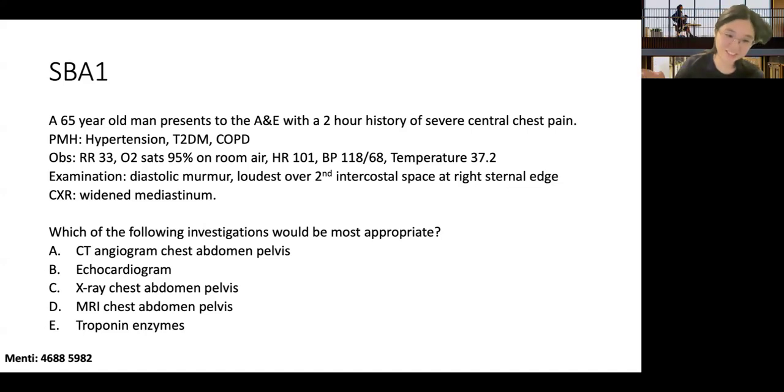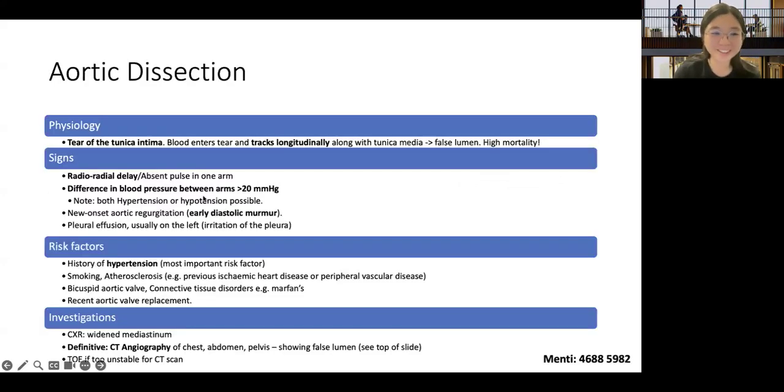Okay, so I'm sorry, it's not actually related to what I just discussed. The answer is actually CT cap, because with a widened mediastinum, you're thinking about aortic dissection, which I'll now talk about. I know a lot of you chose echo and troponin because I just mentioned it, but I'm actually going to talk about this right now.